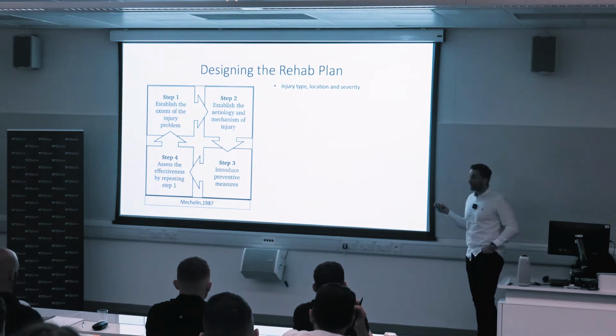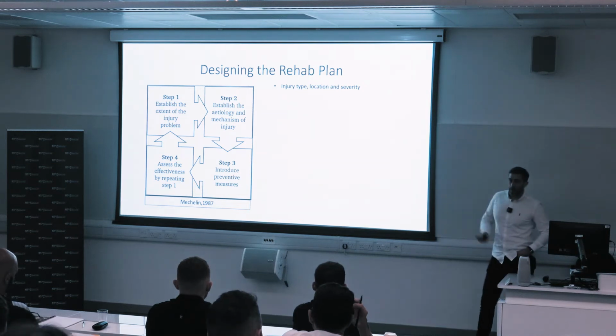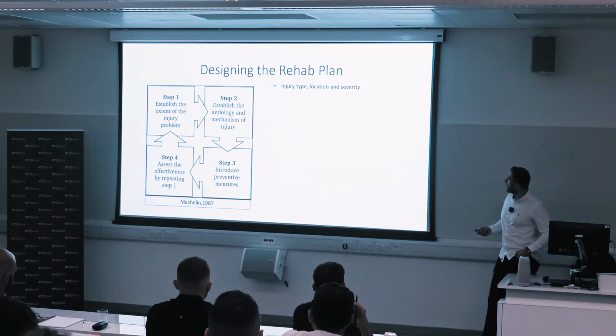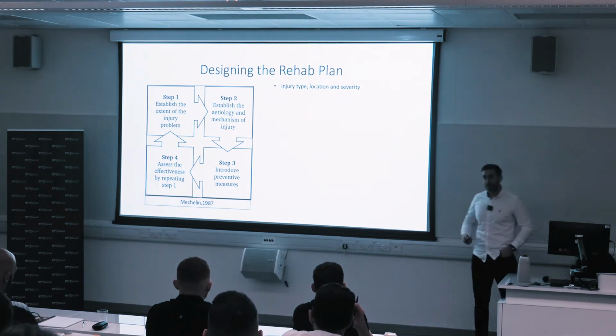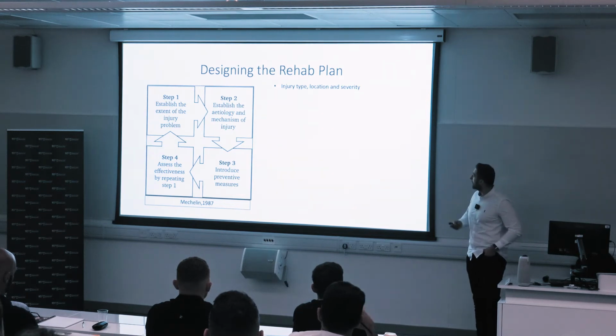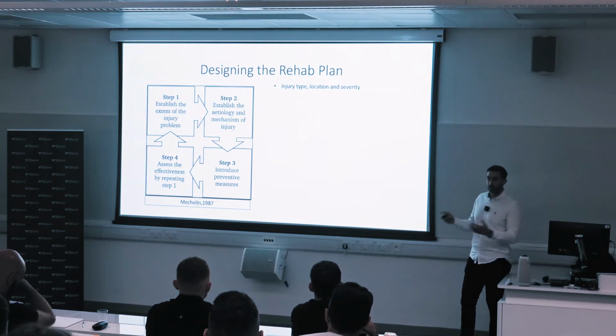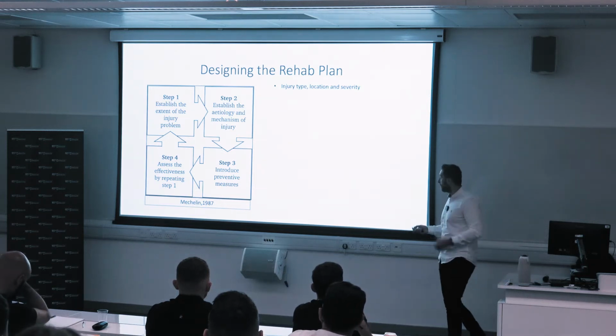So the first thing we need to consider is the type, location, and severity of the injury. Is it a muscle injury? Is it a tendon issue? Is it a joint injury? What's the location? Is it hamstring or quad? And then how severe is it? Is it a grade 1, something that's going to keep them out for 2 to 3 weeks? Or is it a grade 3, which we're going to present in my case study, something that might be a 10 to 12 week injury? Obviously that's going to mould your plan and the framework of your rehab.